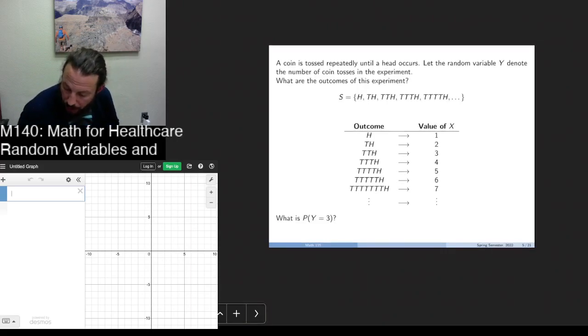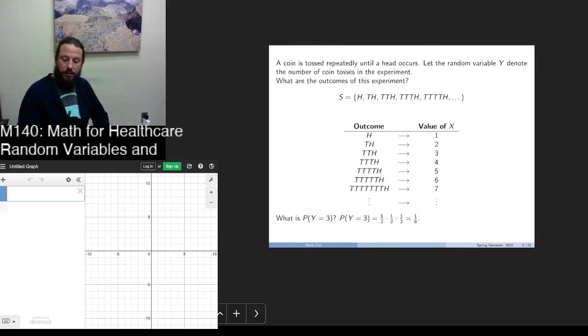And what's the probability y equal to 3? Well, think about it. We have to get a tail on the first, a tail on the second, and a head on the third. So that is going to be 1/2 times 1/2 times 1/2, or 1/8.